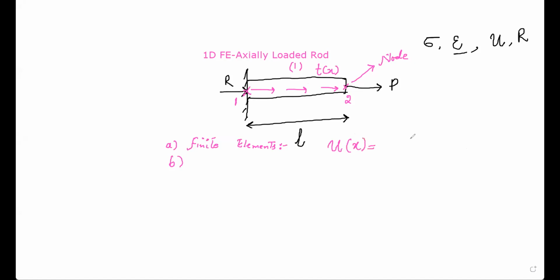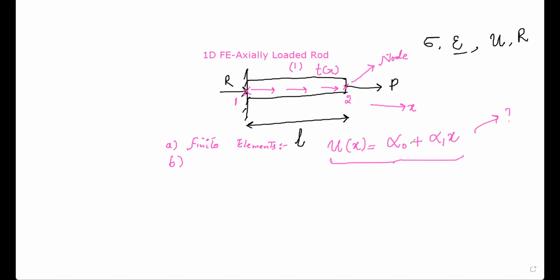Let's assume that u as a function of x is a linear function of x. It's equal to alpha naught plus alpha 1 x. This is our x-axis. So why have we selected this to be a linear function of x? That's the question. We will certainly be answering these questions as we go ahead.